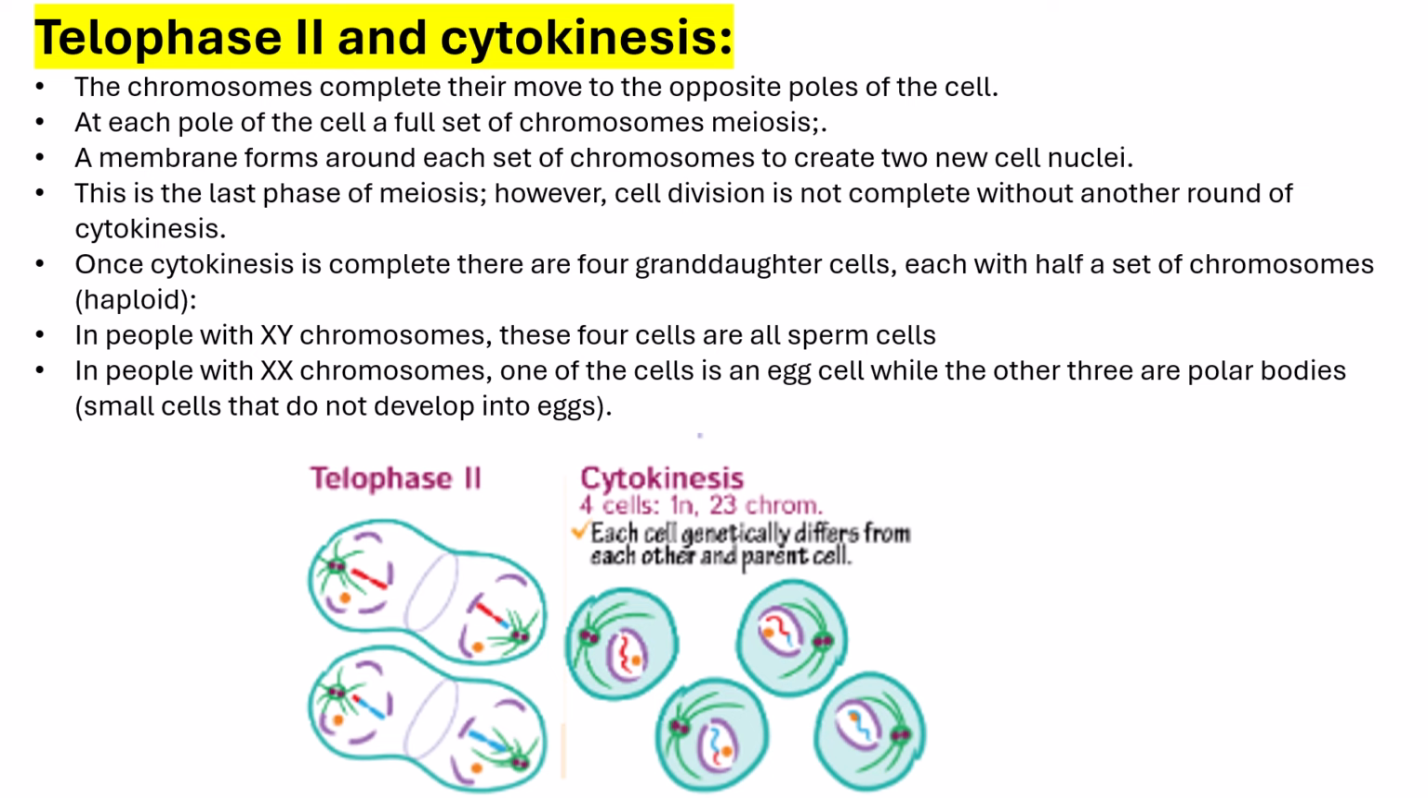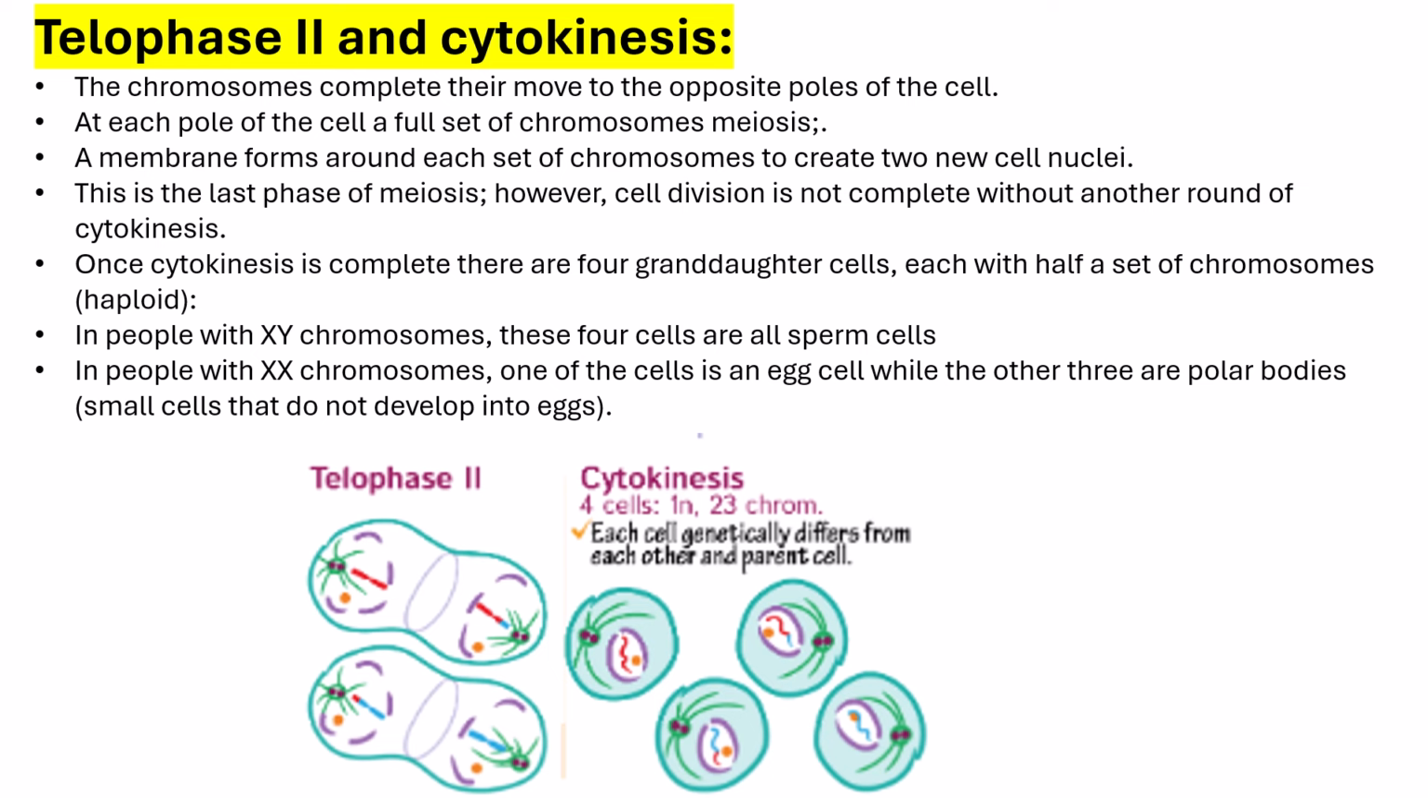However, cell division does not complete without another round of cytokinesis. Once cytokinesis is complete, there are 4 granddaughter cells, each with a half set of chromosomes, which are haploid. In people with XY chromosomes, these 4 cells are all sperm cells.